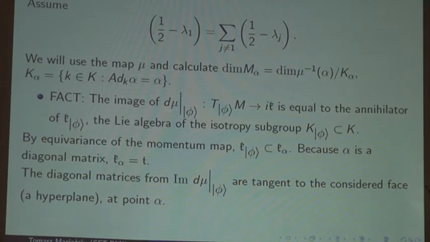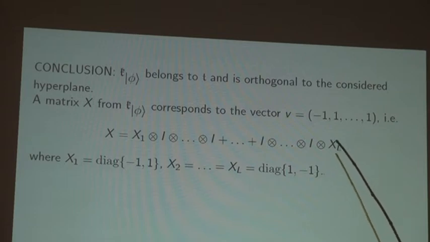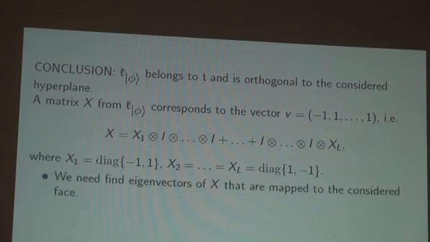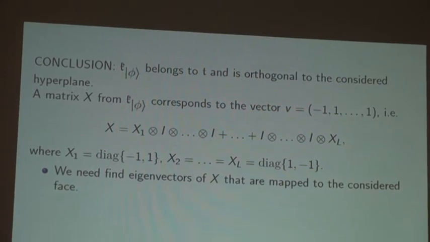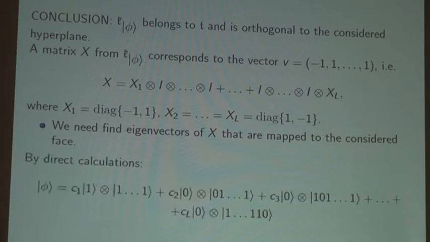So this is the conclusion that the vector corresponding to the stabilizer is diagonal matrices, and they are perpendicular to the face. So this is the vector that is perpendicular to the face, and can be translated into the language of the matrices, and this is the representation that acts on this space of states. So we need to find the eigenvectors of x that are mapped to the considered face. And so by the calculations we find that these vectors are all different. Okay, so we have the general form of the vector that is mapped to the face.